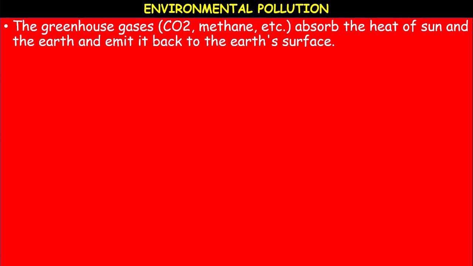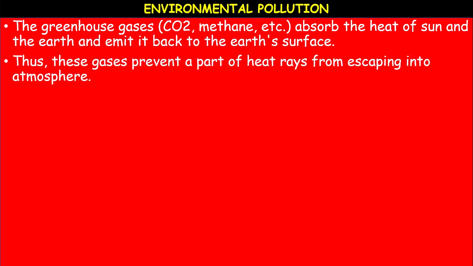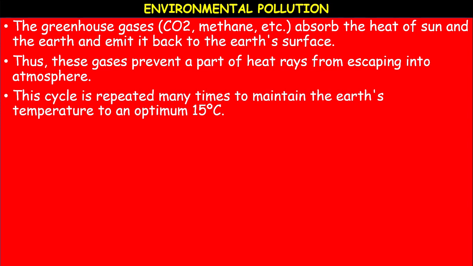The greenhouse gases include carbon dioxide, methane, etc. The main function of carbon dioxide is that it absorbs the infrared radiation from the sun and the earth, and emits it back to the earth's surface. Again it emits it back to the earth's surface. Thus these gases prevent a part of the heat rays from escaping into the atmosphere and keep the earth warm. This cycle is repeated many times to maintain the earth's temperature at an optimum of 15 degrees centigrade.